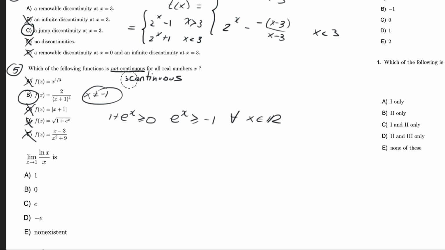Now, I don't want to confuse you with this statement because it's actually not the same thing. Not continuous for real numbers x means that it's discontinuous at a real number x, and the number that is discontinuous here is at -1. So that's 5. Number 6, limit when x approaches 1 of ln of x over x. Notice that if I plug in, ln of 1 over 1, ln of 1 is 0 over 1, which is just 0. So it's B.